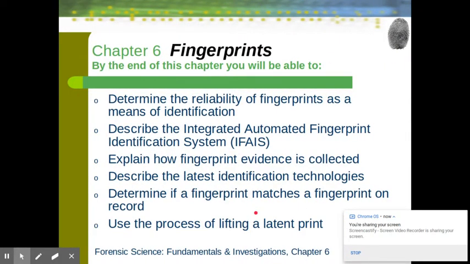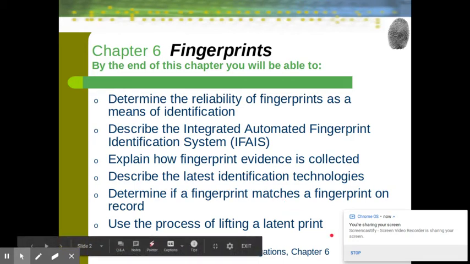We're also going to look into the reliability of fingerprints, the AFIS system, the automated fingerprint identification system, and explain how fingerprints are collected, describe the latest identification techniques, determine whether a fingerprint matches a fingerprint on record, and the process to use for lifting a latent print. Well, we might do that when we come back.